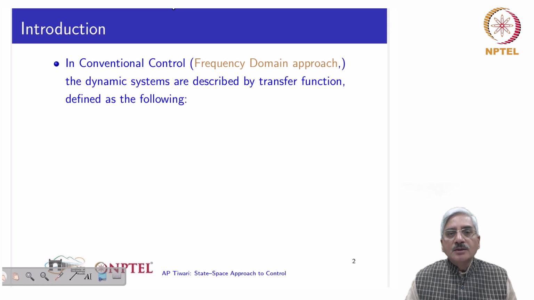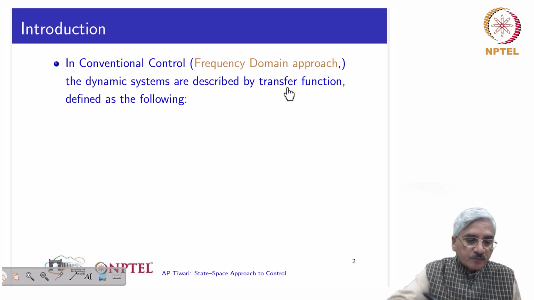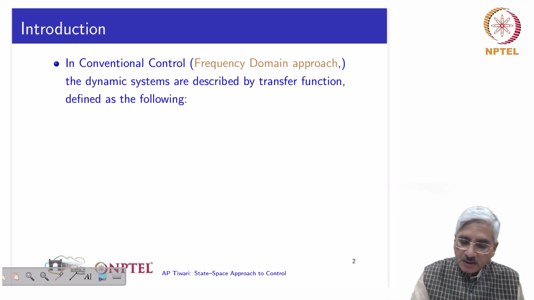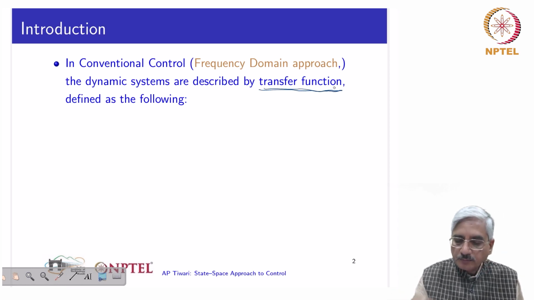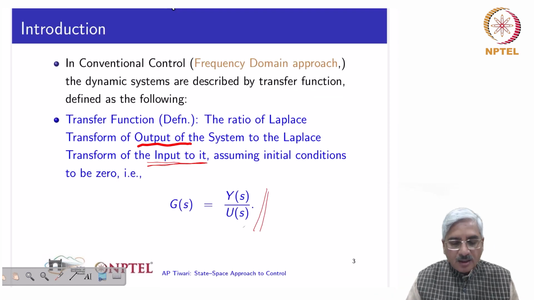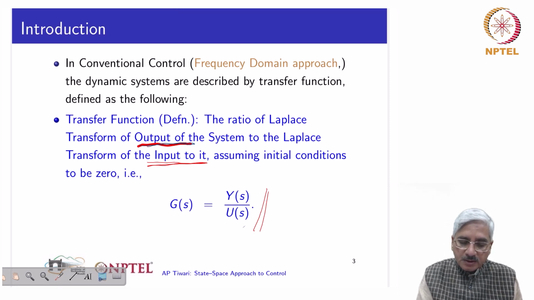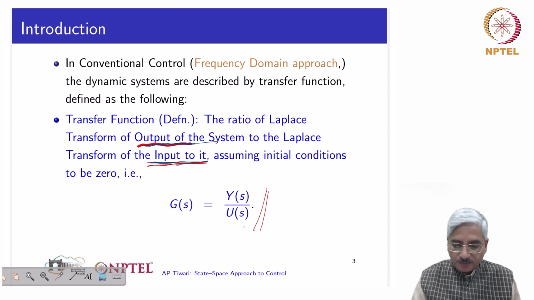In conventional control, which relies more on the frequency domain approach, dynamic systems are described with the help of transfer functions, which is an input-output descriptor of the system. It is defined as the ratio of the Laplace transform of the output of the system to the Laplace transform of the input of the system, or this ratio G(s) is Y(s) by U(s).